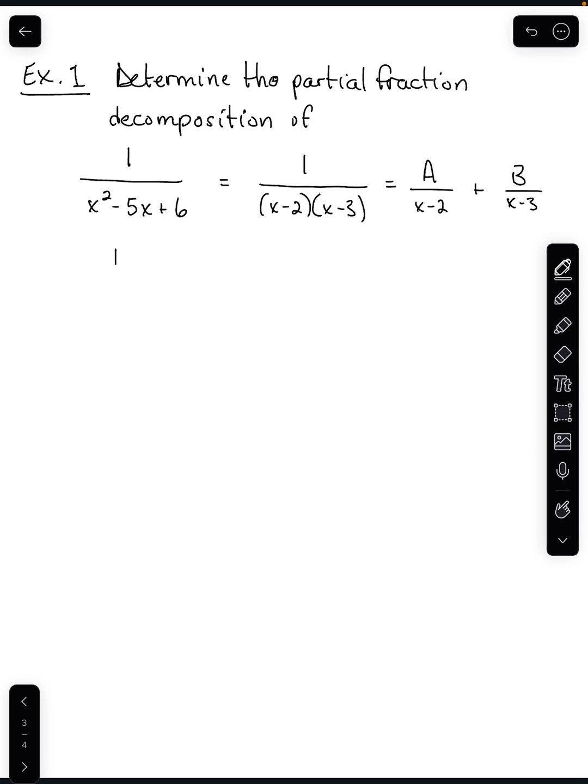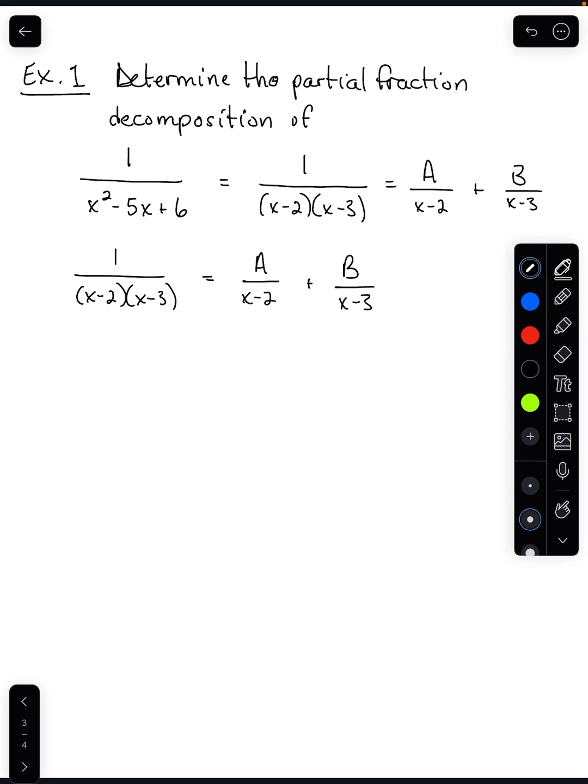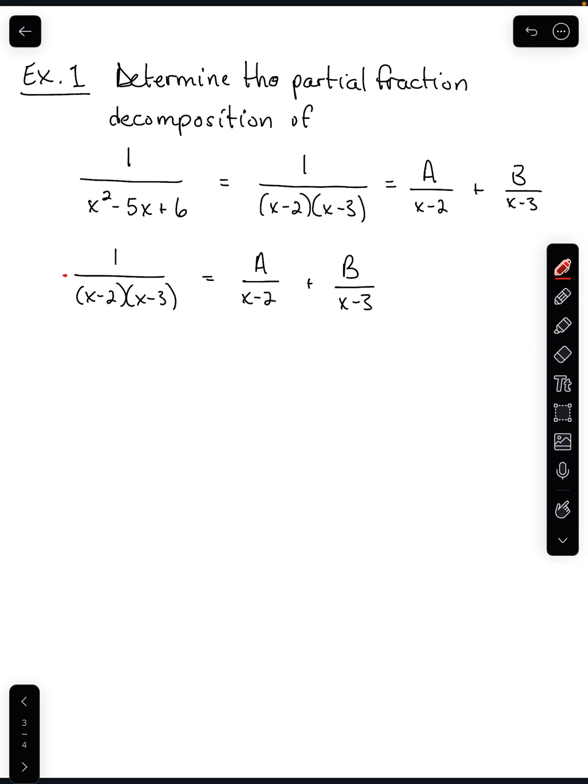So this is what we're looking at now. The fraction 1 over x minus 2 times x minus 3 is equal to some numerator over x minus 2 plus some other numerator over x minus 3. The way we proceed from here to solve for the values of a and b is to first clear the denominators by multiplying both sides by the common denominator, which of course will completely wipe out the denominator on the left side.